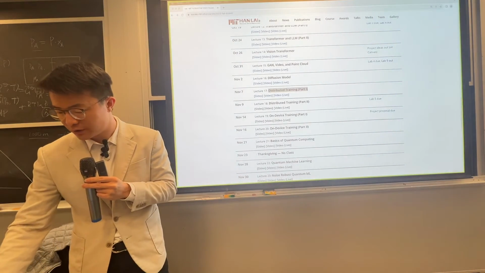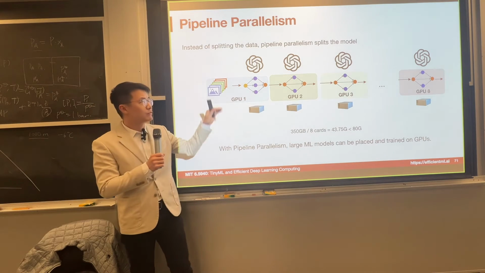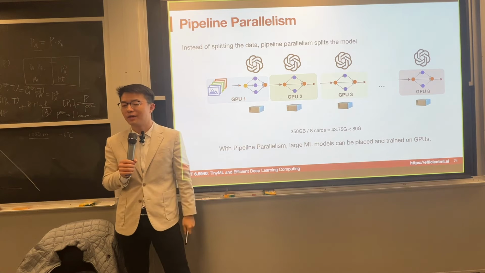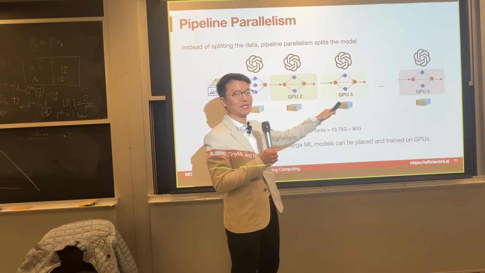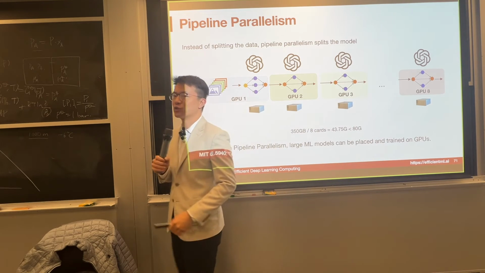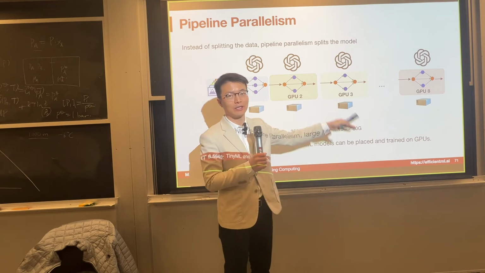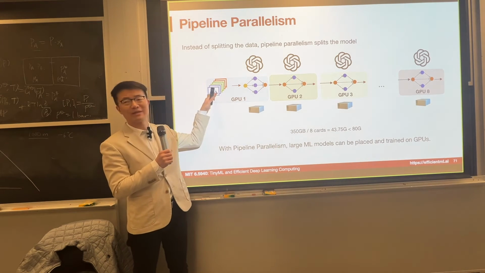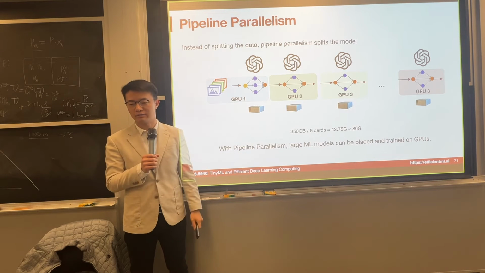Let's start with pipeline parallelism. Instead of splitting the data as in data parallelism, pipeline parallelism splits the model. Like if your neural network has 8 layers, I can assign layer 1 to GPU 1, layer 2 to GPU 2, up to layer 8 to GPU 8. They get fed the same piece of data and pass it through a different part of the model.